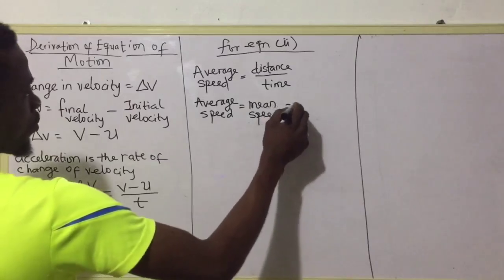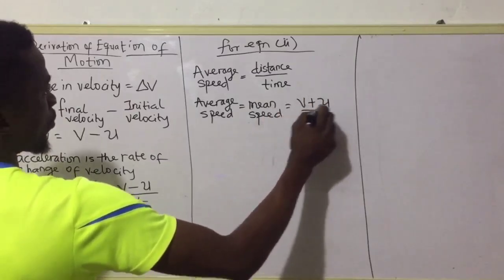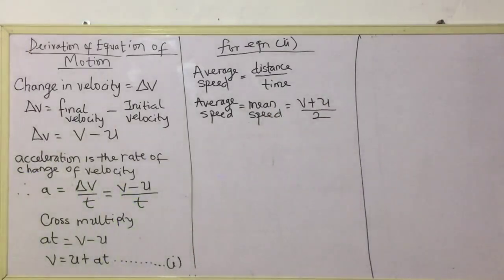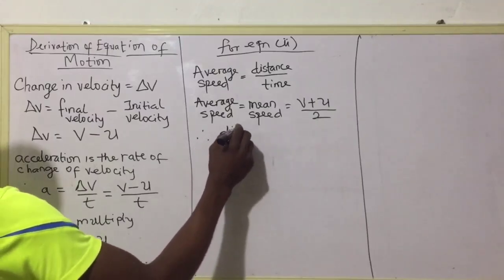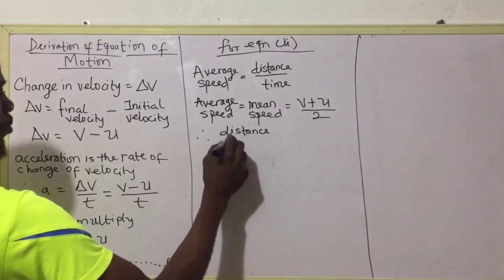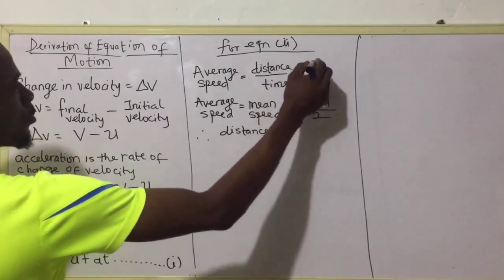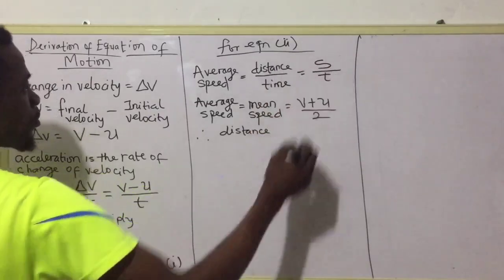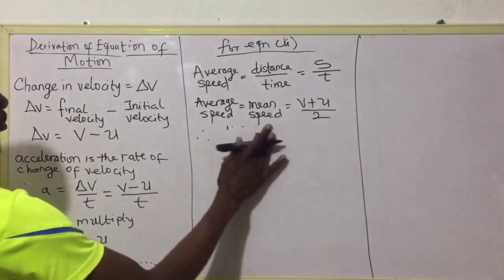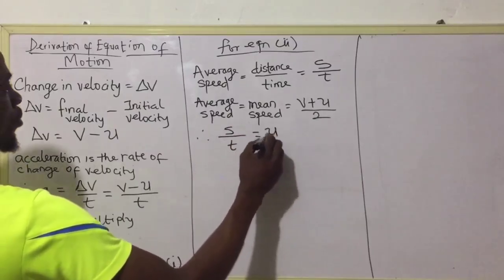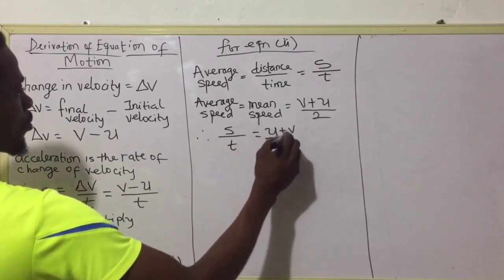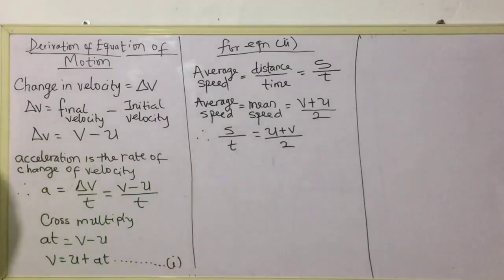If a body is moving, it has two speeds, the initial and the final speed. So the mean speed will be the addition of the two speeds divided by the number of speeds. That's U plus V over 2. If average speed is distance over time and also U plus V over 2, instead of writing distance again, I'll write S over T, because S represents distance. S over T should be equal to U plus V over 2, since both of them are average speed.